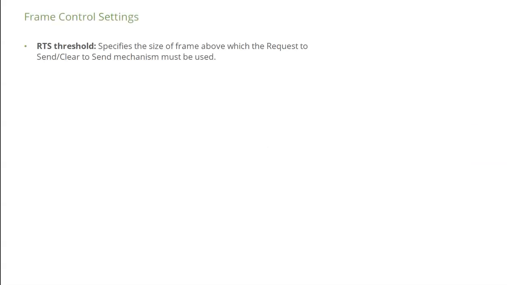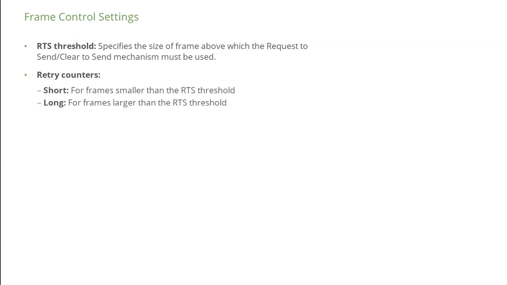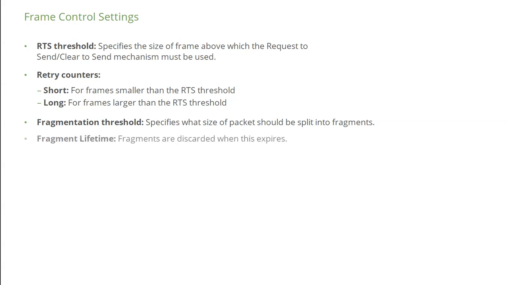There are a number of frame control settings that can have an impact on the reliability of connections. The RTS threshold can be used to specify a size of frame above which the request to send, clear to send mechanism must be used. Retry counters specify how many times a device should try resending a frame before discarding it. A different value can be set for frames smaller or larger than the RTS threshold. The fragmentation threshold specifies what size of packet should be split into fragments, and the fragment lifetime specifies how long fragments should be kept while waiting for related fragments to arrive.